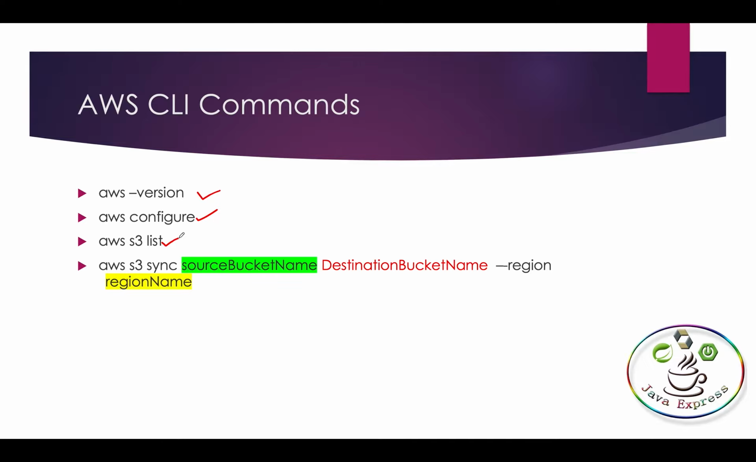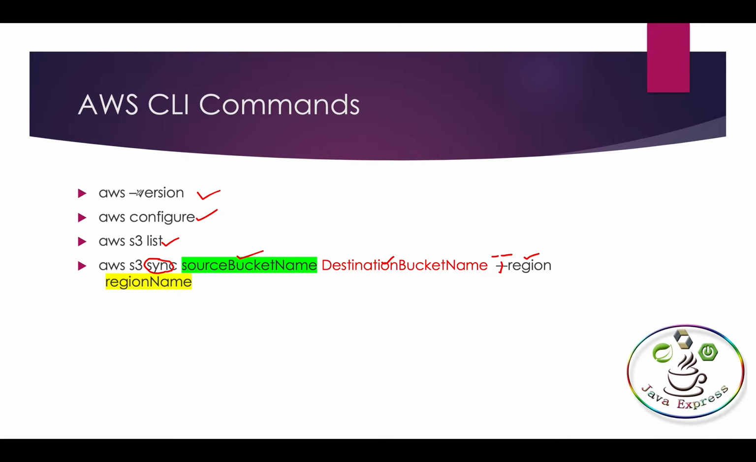If you want to copy from one bucket to another bucket, we need to use this command, aws s3 sync. Then your source bucket name, from which bucket to which bucket you are copying, then the destination bucket name, and in which region, with two hyphens, --region, and you need to provide the region name. If you are good with these four commands, you can easily copy from one bucket to another bucket.